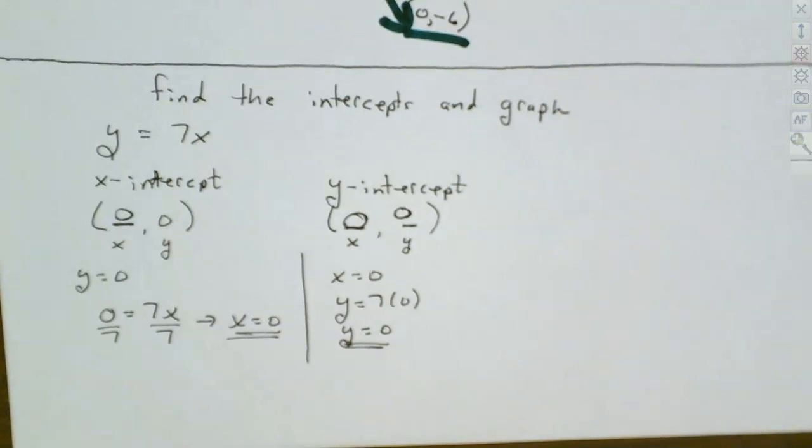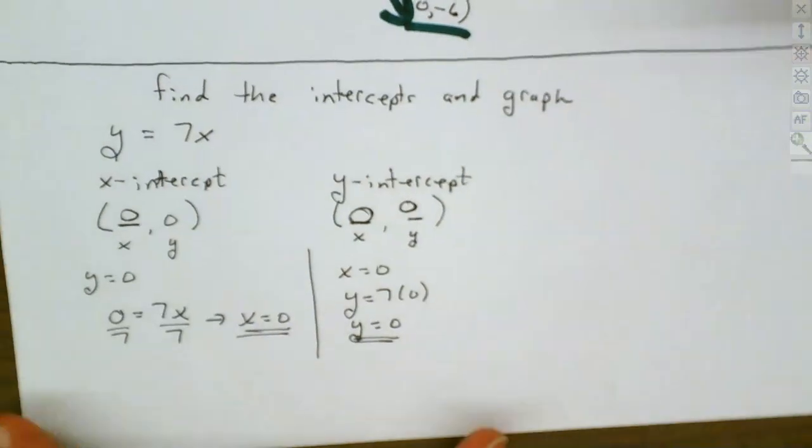Whenever we graph a line, we need 2 different points. If we've got 2 different points, we can connect them together with a ruler or a straight edge. Unfortunately, these points are the same, aren't they? So we need to come up with another point. We have to have 2 different points. So since these are the same, we need another point.